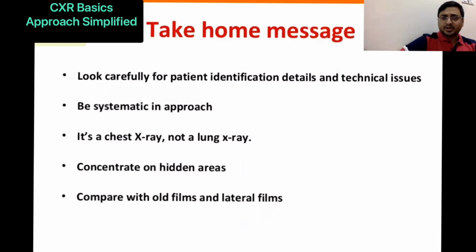And with this, the take-home message is to look carefully for patient identification details and technical issues. Be systematic in approach. It's a chest X-ray, not a lung X-ray, so you can look at a lot of things apart from the lung pathology. Concentrate on hidden areas and compare with old films and lateral films before concluding your remarks on the chest X-ray. So with this, I would like to conclude today's session, and I hope that this short session on approach to chest X-ray helps you to understand the chest X-ray in your future.